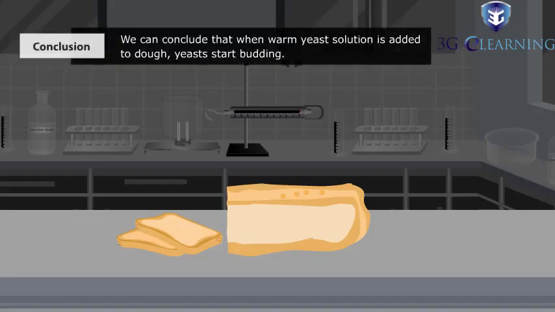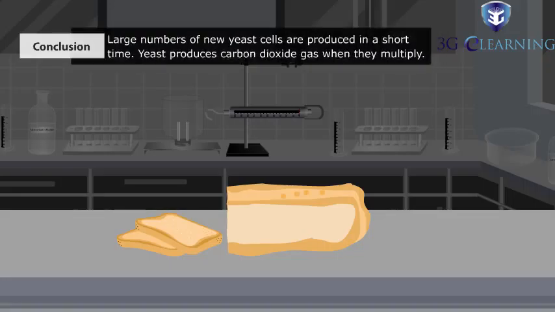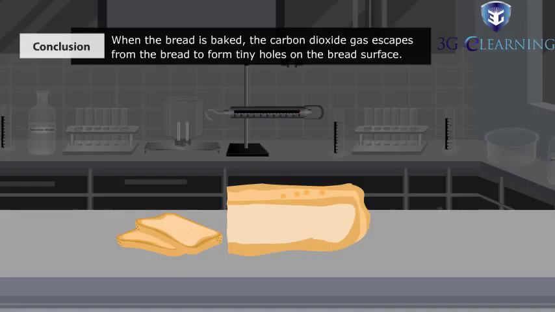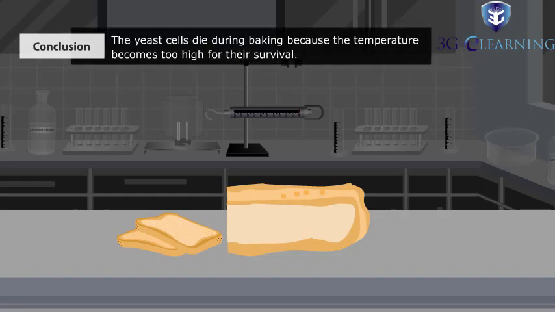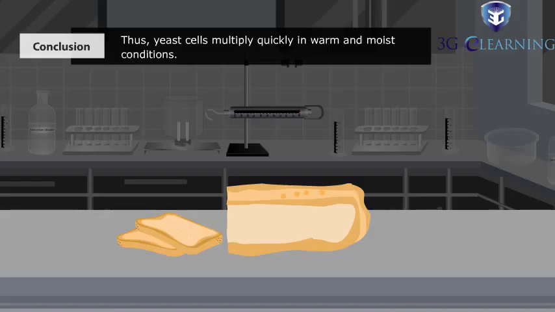Conclusion. We can conclude that when warm yeast solution is added to the dough, yeast starts budding. Large numbers of new yeast cells are produced in a short time. Yeast produces carbon dioxide gas when they multiply. When the bread is baked, the carbon dioxide gas escapes from the bread to form tiny holes on the bread surface. The yeast cells die during baking because the temperature becomes too high for their survival. Thus, yeast cells multiply quickly in warm and moist conditions.